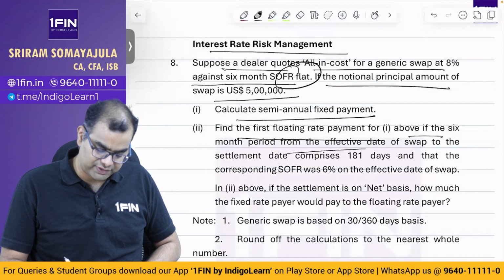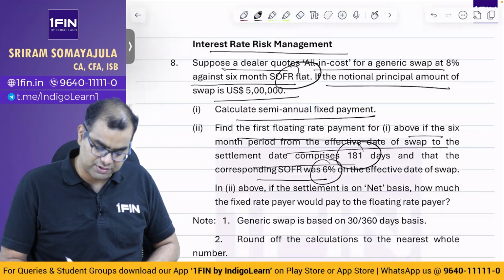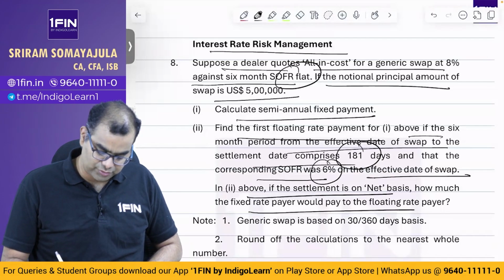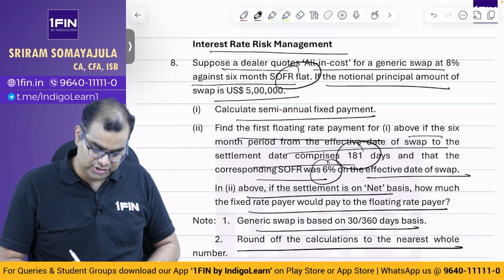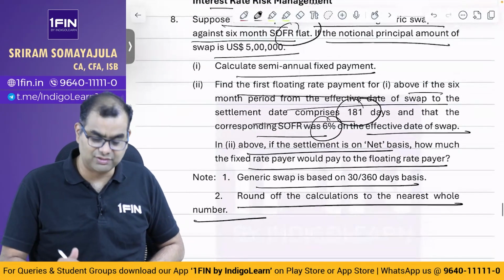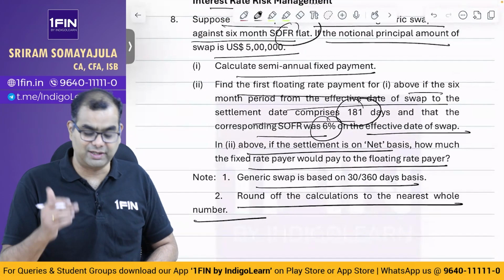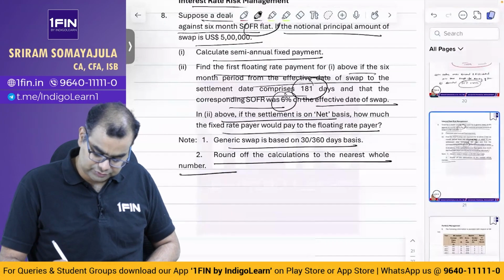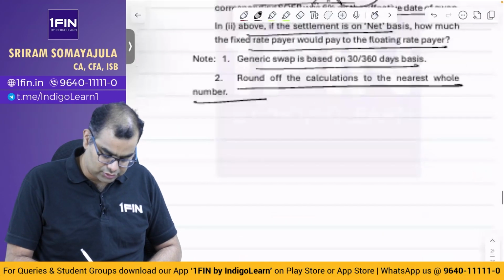If the 6-month period from the effective date of the swap to the settlement date comprises 181 days and that of the corresponding SOFR was 6% on the effective date of the swap, and the settlement is on a net basis, how much would you pay? Generic swap is based on 30 by 360. Round off the calculations to the nearest whole number. Now, this is a question which requires more reading. I cannot just directly dump into the answer. Let us look at this. First, I'll add some pages. Okay. Let us look at this solution.